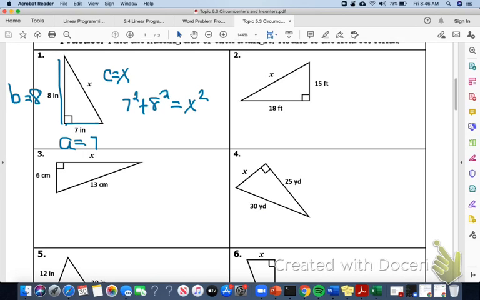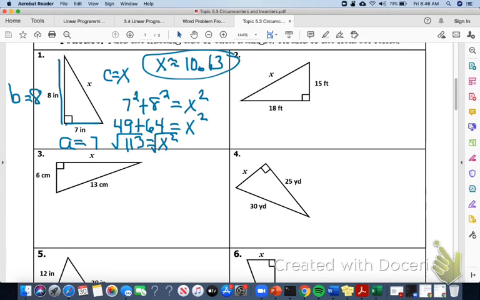Okay, so 7 squared plus 8 squared is 49 plus 64, and that equals X squared. If I add 49 and 64, we get 113 equals X squared. Now I don't want X squared, I want X. So in order to get rid of my square, the inverse of a square is a square root. So I take the square root of both sides, and this is approximate because you have to round. So X is about 10.63 if we are rounding to 2 decimal places, which we should be.